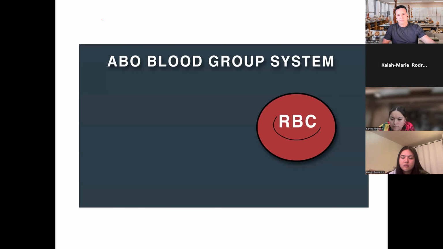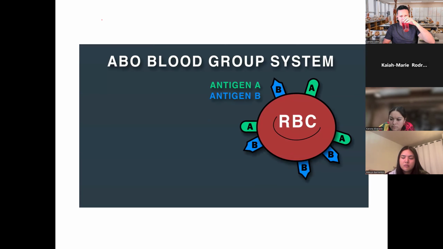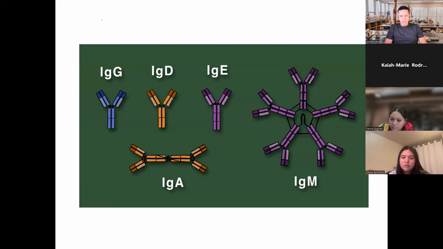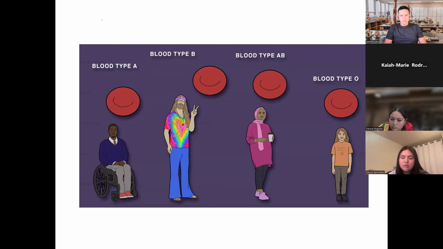The ABO blood group system involves 2 antigens and 2 antibodies found in human blood, antigen A and antigen B, and antibody A and antibody B. The A and B antigens are found on red blood cells, while antibodies A and B are in the serum. The antibodies are usually IgM, or immunoglobulin M, antibodies. Humans have one of 4 combinations of antigens, along with a corresponding combination of antibodies, which we'll get to next.